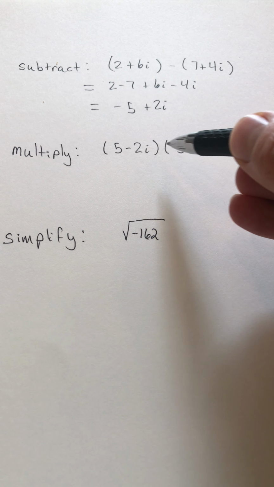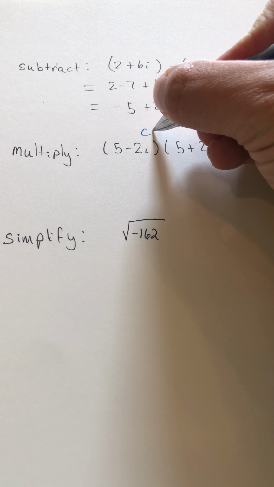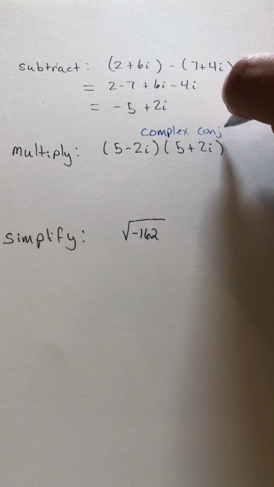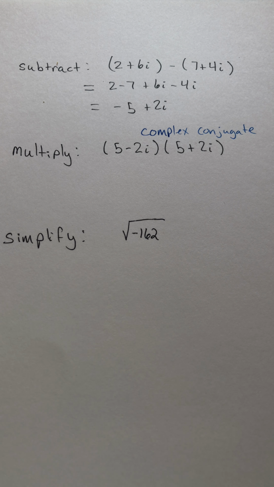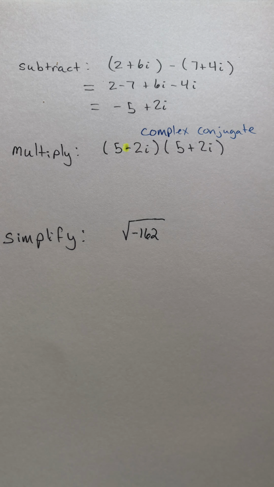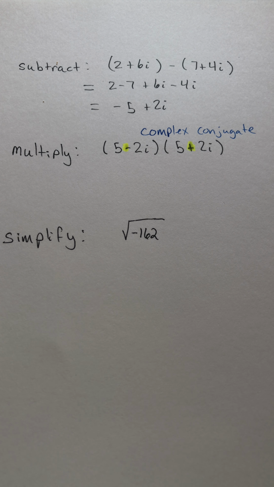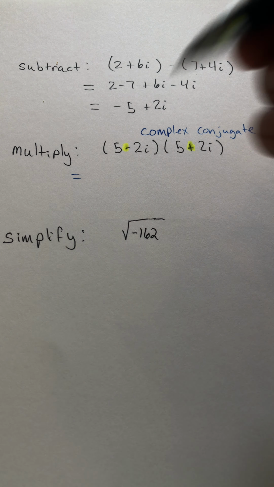5 minus 2i times 5 plus 2i, we're going to multiply like normal. This is what we would call a complex conjugate. If this is 5 minus 2i, its conjugate is 5 plus 2i. When we multiply complex conjugates, we actually get a real number. So let's multiply this out.